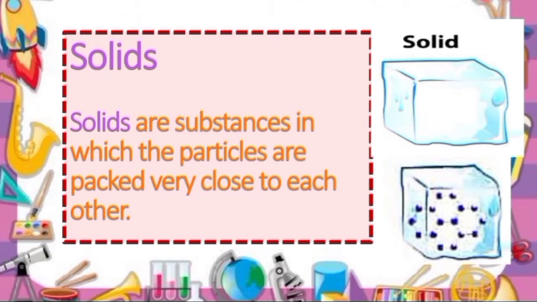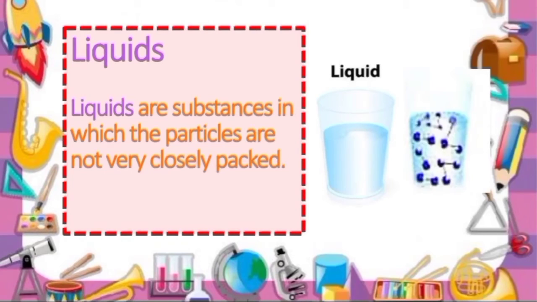In the liquid state of matter, particles are less tightly packed as compared to solids. Liquids take the shape of the container in which they are kept. Liquids are difficult to compress as particles have less space between them to move. Liquids have fixed volume but not fixed shape. Examples of the liquid state of matter are water, milk, blood and coffee.